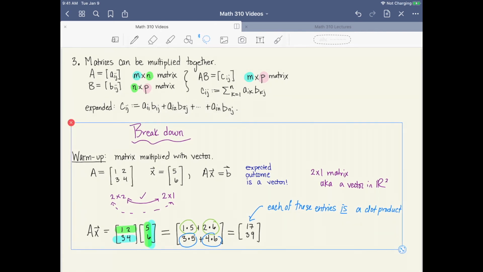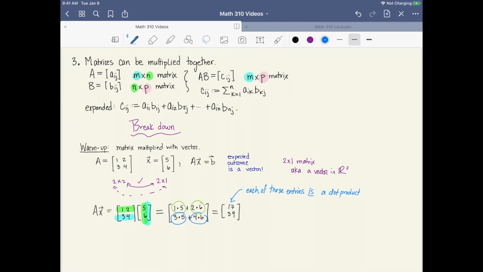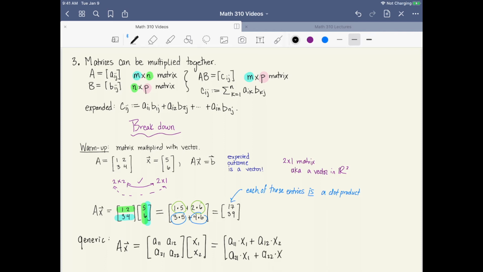So I'll size this down a little bit and then write down a 2 by 2 matrix times a generic vector. All right, so generically I would be looking at something like this. AX would be a matrix with entries A11, A12, A21, and A22. The vector that I multiply is X1, X2. And this gives me A11 times X1 plus A12 times X2. And then here I would have A21 times X1 plus A22 times X2. And these are dot products.